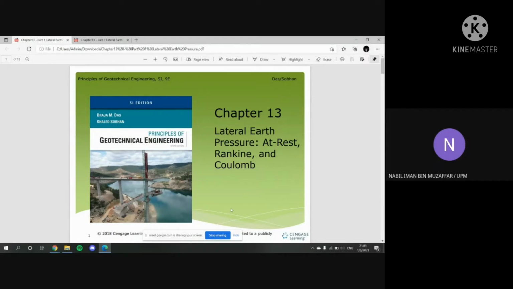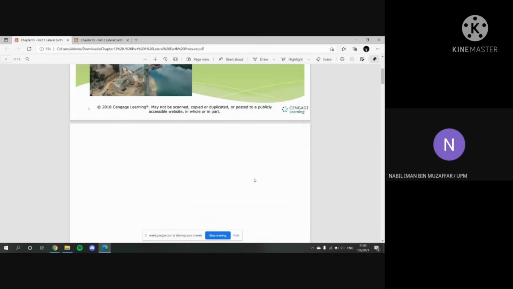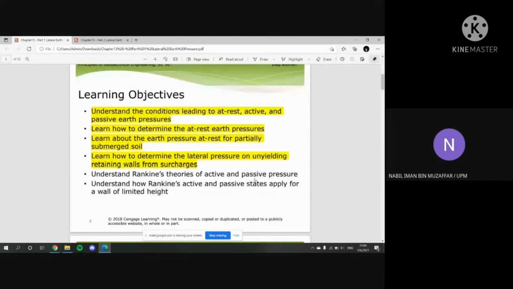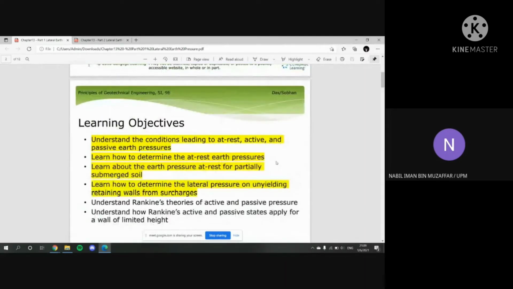We are from Group 5 and today we are going to review and discuss Chapter 13, which is Lateral Earth Pressure. So maybe Dinesh can start with the learning objectives.